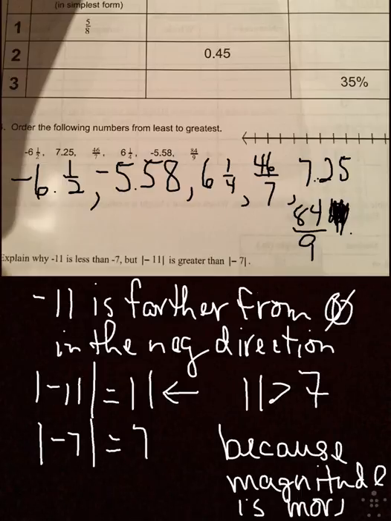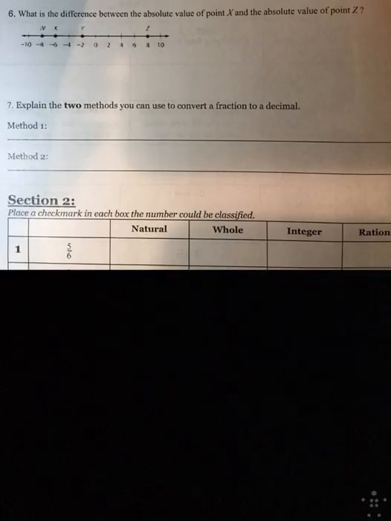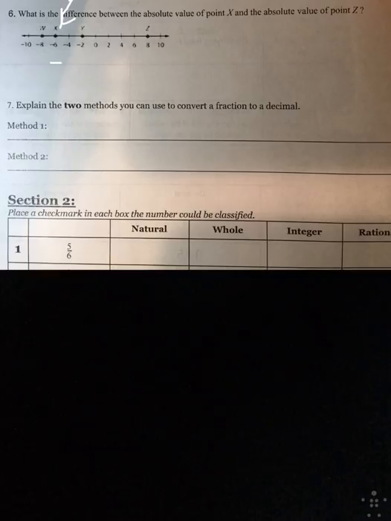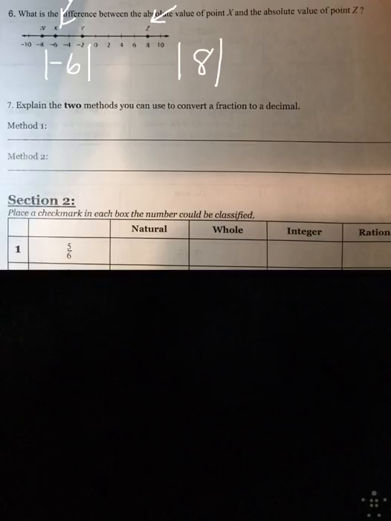Number 6 says, what is the difference between the absolute value of point X and the absolute value of point Z? Well, point X is here, and that's -6. So I need the absolute value of -6. And point Z is here, so I need the absolute value of Z, which is 8. And it's asking me to take the difference between the two, so I'm going to take the difference. The absolute value of -6, I'm sorry, is 6, and I subtract the absolute value of Z, which is 8.